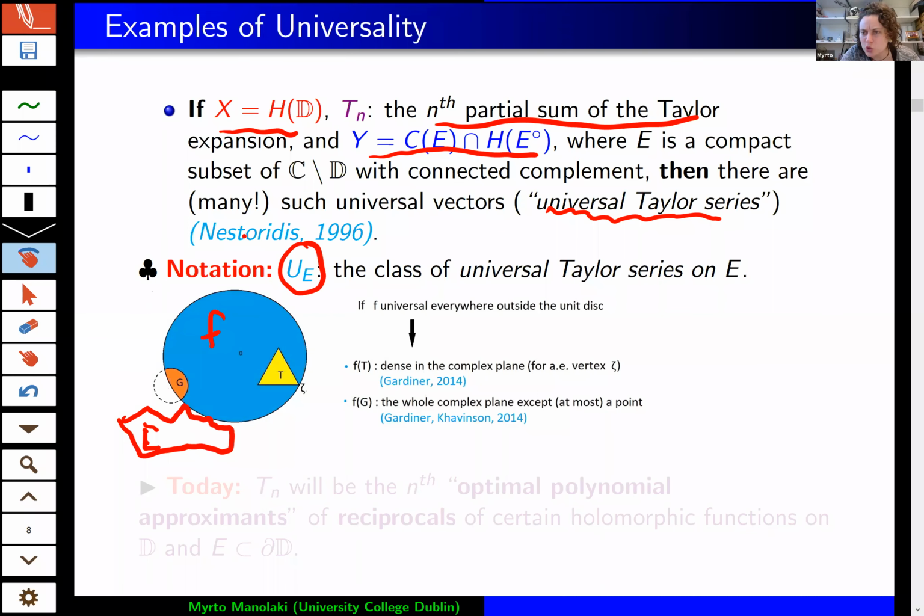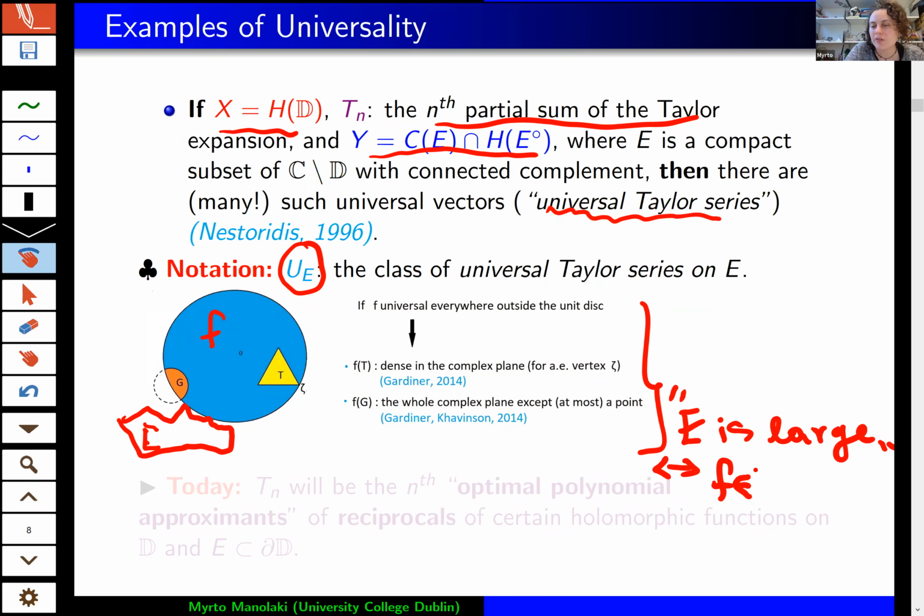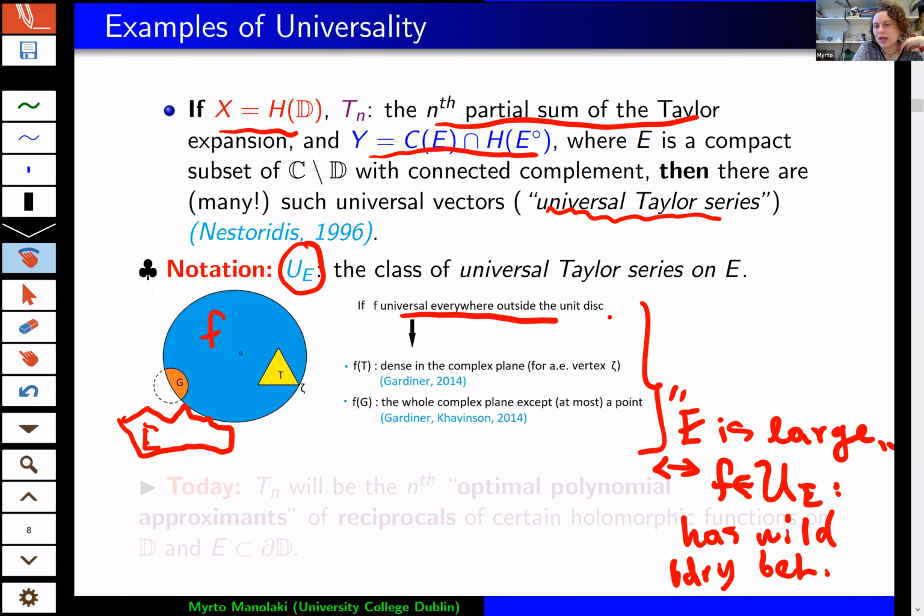So I'm going to use this notation U of E for this class. It's not really important. But what I would like you to keep, and what I'm going to write is not very precise and correct, but roughly speaking, if E is large, then a universal function on E has wild boundary behavior. In which sense? For example, if you are able to approximate everything outside the disk, so E could be anything you like, you can still provide such examples of universal functions that yield approximations everywhere outside the disk.